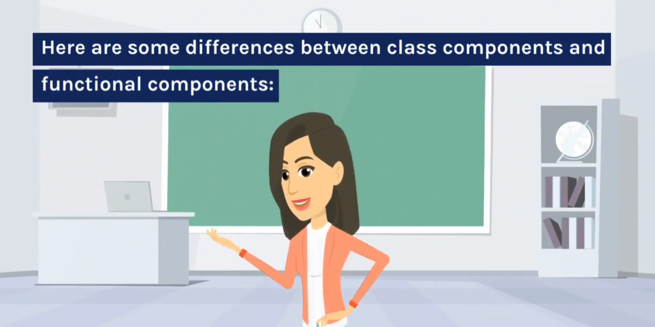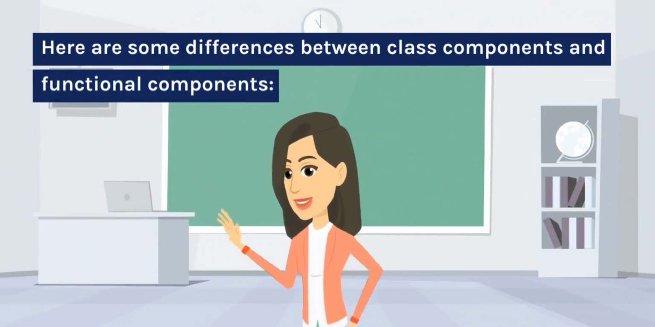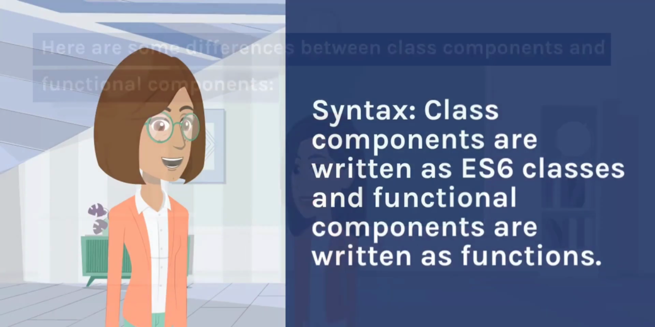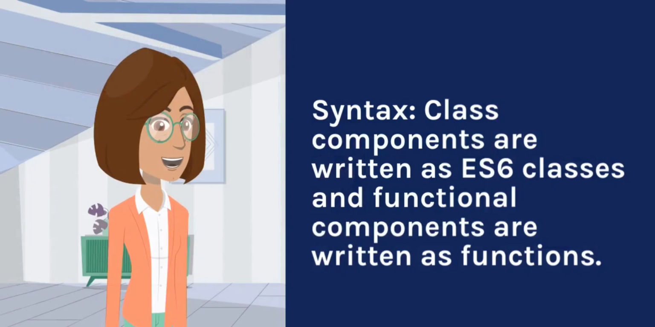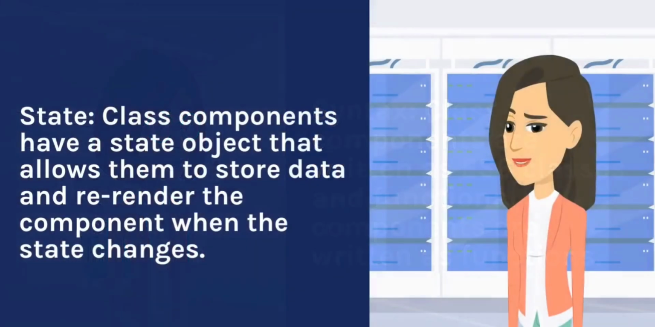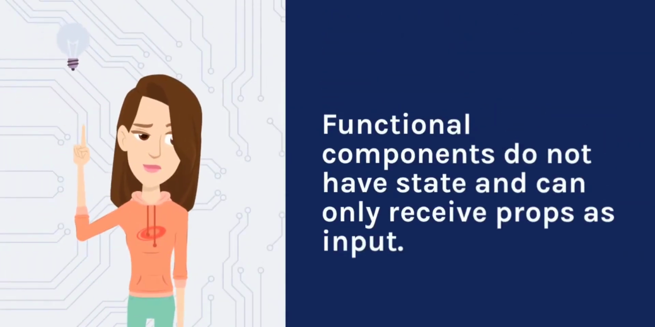Here are some differences between class components and functional components. Syntax: class components are written as ES6 classes and functional components are written as functions. State: class components have a state object that allows them to store data and re-render the component when the state changes. Functional components do not have state and can only receive props as input.